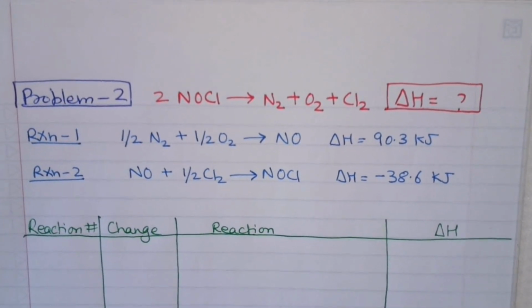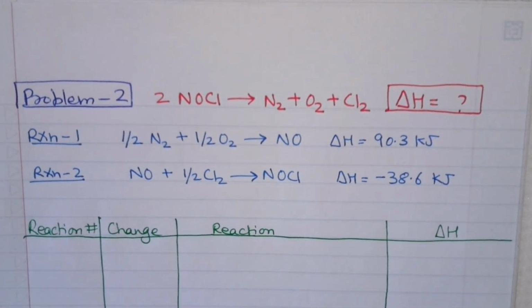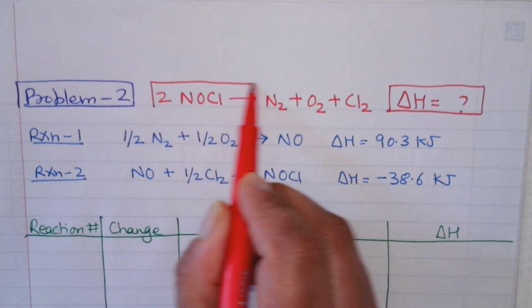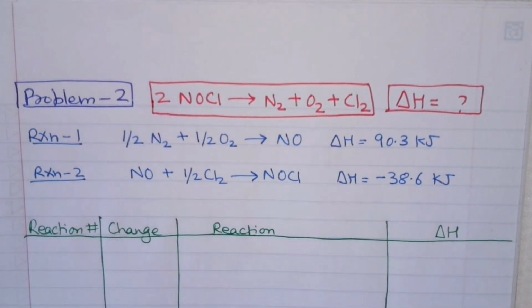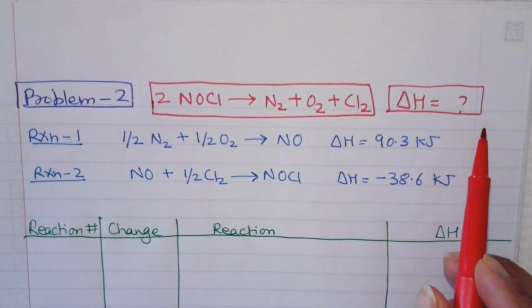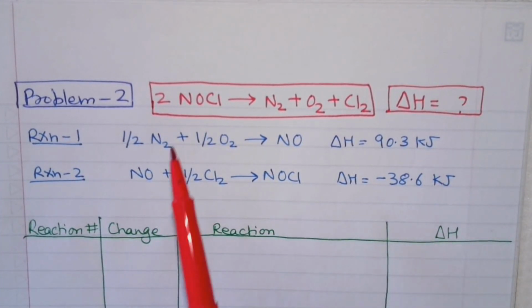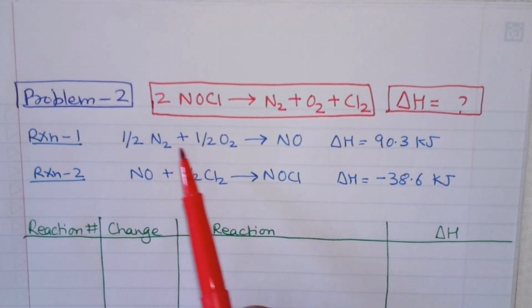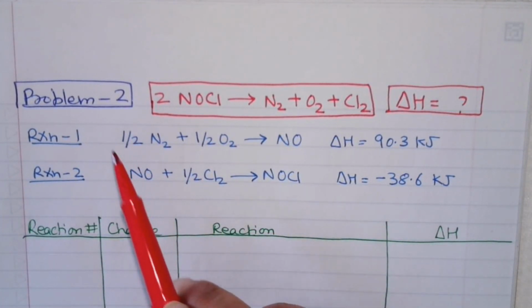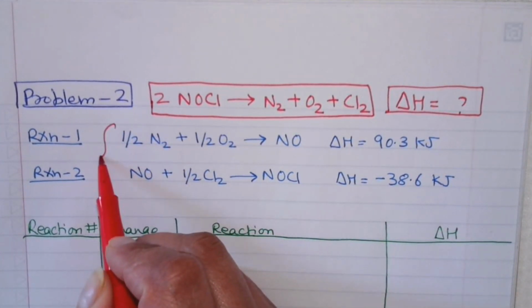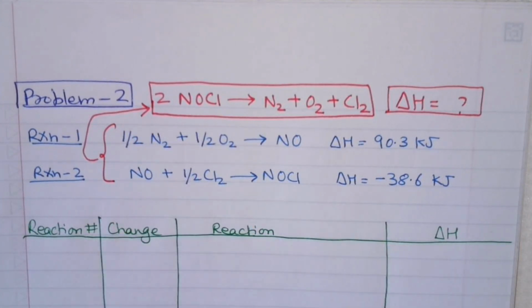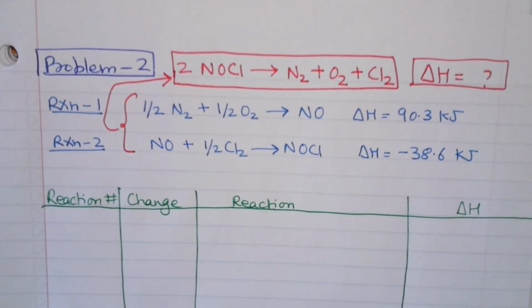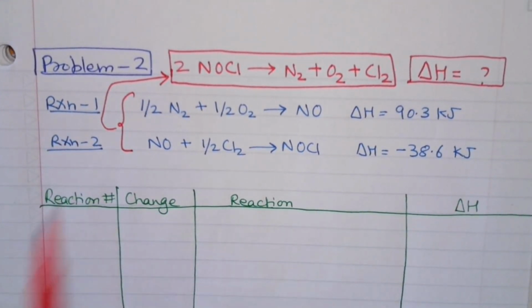In this example, you are given this reaction for which you need to solve for the heat of the reaction or energy of the reaction. So delta H needs to be solved for. And the given two equations are this and this. You are given two reactions, and then you have to use these two reactions in order to get to this equation. So what change do I need to make to reaction 1?